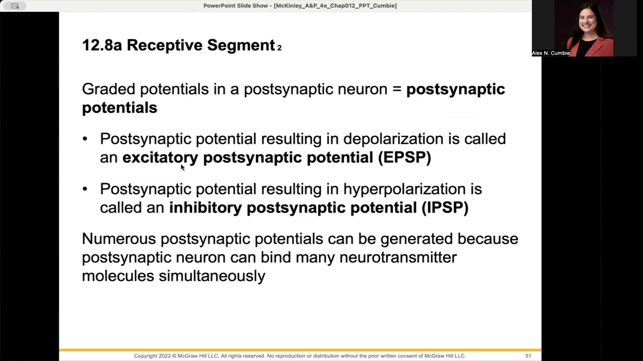Excitatory ones are going to cause excitatory postsynaptic potential, EPSP, causing depolarization. So we create an action potential, or we can have inhibitory neurotransmitters creating an overall inhibitory postsynaptic potential, which would result in hyperpolarization, where we're not going to do an action potential. And we're actually even going more negative than the resting membrane potential.